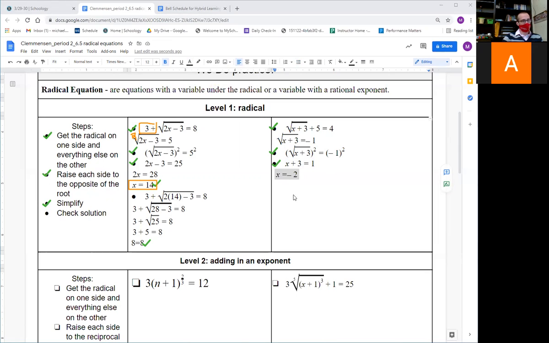Now again, the last step is to check my solution. Means I need to plug it back in, right? Plug it back in. -2 plus 3 gives me 1. Square root of 1 is 1. 1 plus 5 is 6. 6 does not equal 4.